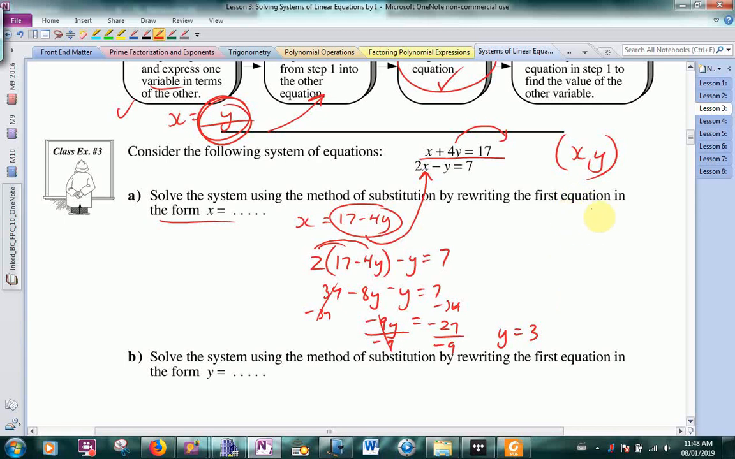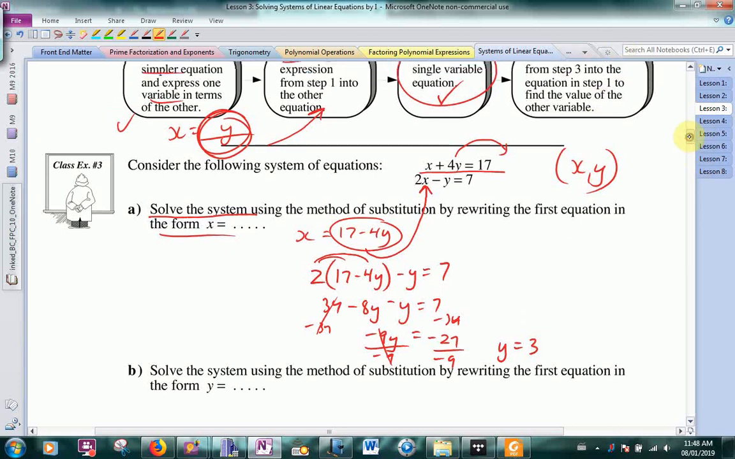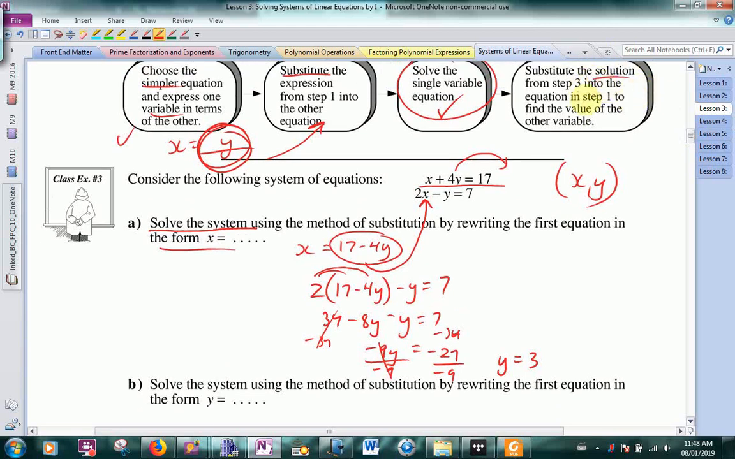Now that's not the answer. That's not the solution. I didn't solve the system. All I did was find out what y is. So now I need to take this last step, which says substitute that into an equation and find the value of the other variable. It doesn't matter which one I use, okay? Because I'm trying to find the solution. I'm trying to find where these 2 lines cross.